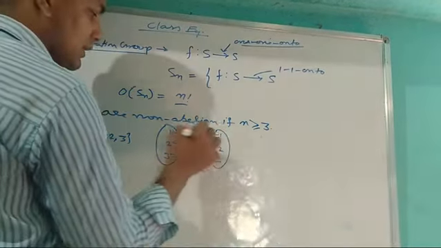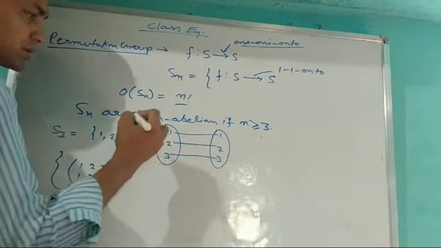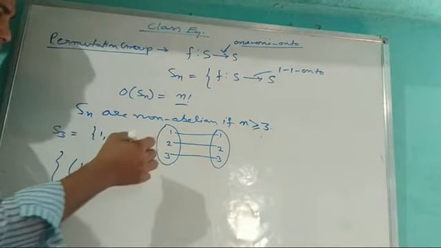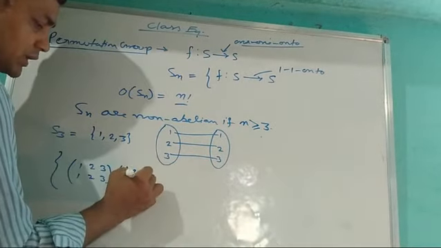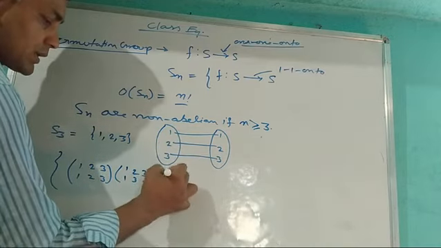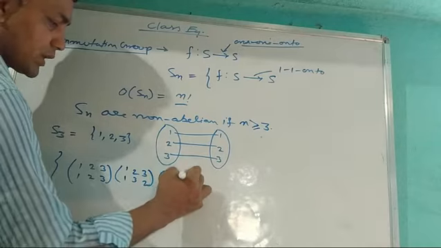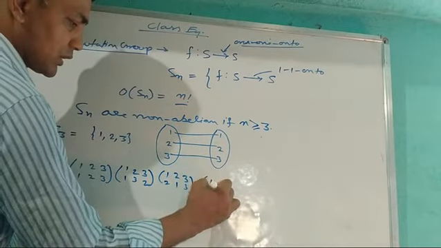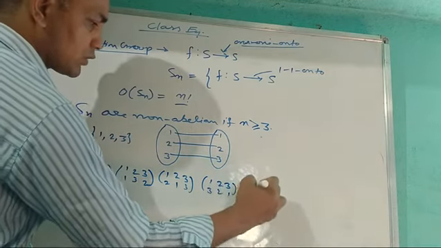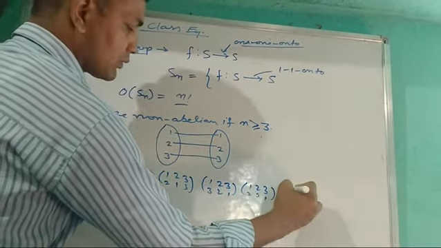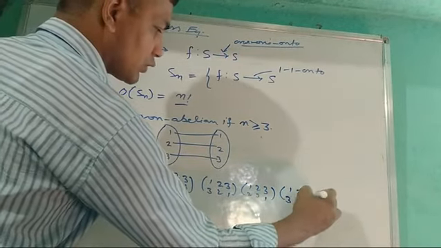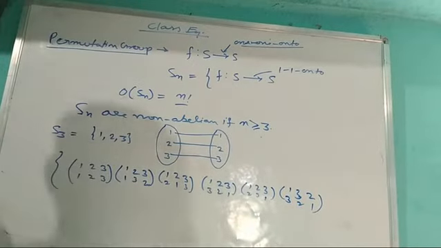The second element is 1 to 1, 2 to 3 and 3 to 2. Then the third is 1 to 2, 2 to 1 and 3 to 3. Then the fourth is 1 to 3, 2 to 2 and 3 to 1. Then the next is 1 to 2, 2 to 3 and 3 to 1. Then the last is 1 to 3, 3 to 2 and 2 to 1.